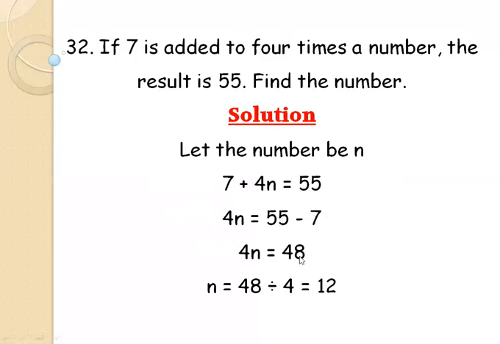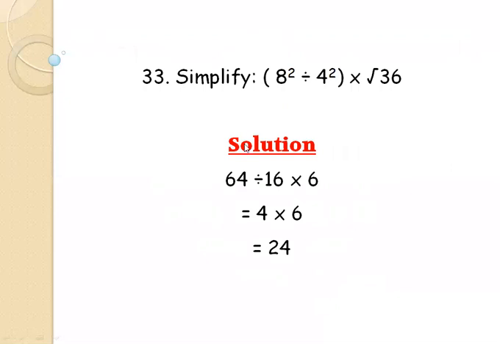55 minus 7 is 48. So 4n is equal to 48. For me to know n, I'll say 48 divided by 4. 48 divided by 4 is 12. So my n is 12. Let's confirm that. What is 4 times 12? 48. 48 plus 7 is 55. So that means this is correct. Is that okay? Good.